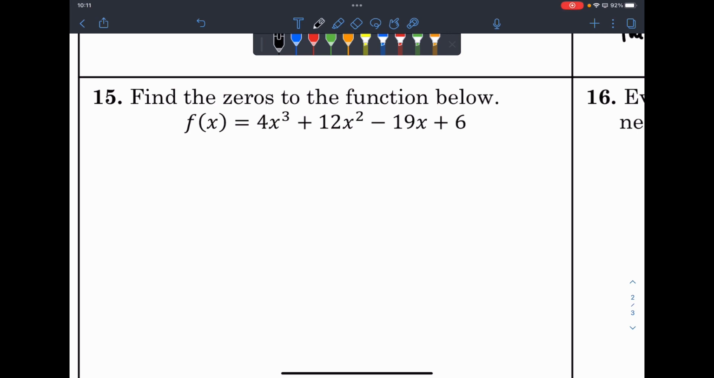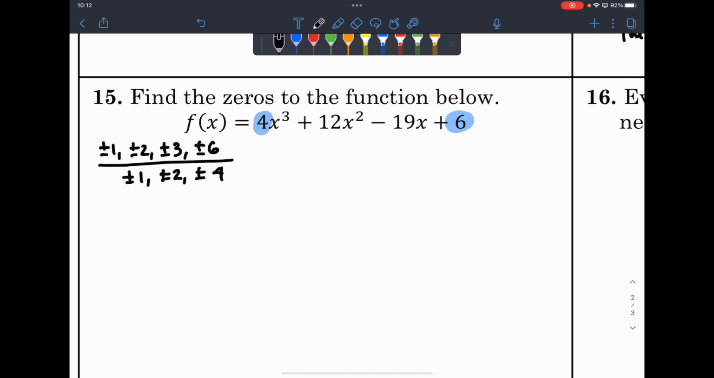And then again, using trial and error, use synthetic division, see which ones we can find, and see what that leads us up to. So to find the rational zeros, we're going to get the factors of 6, the last number here, which are positive 1, 2, 3, and 6, and divide them by the factors of 4, which are 1, 2, and 4.